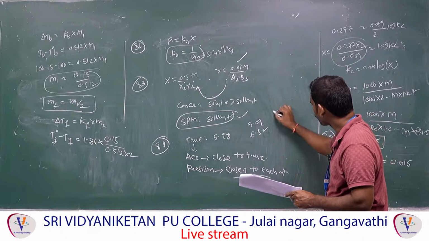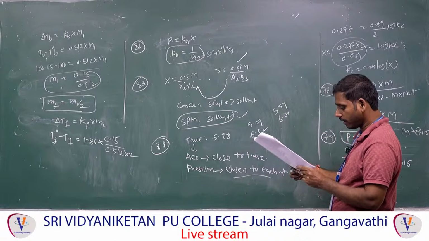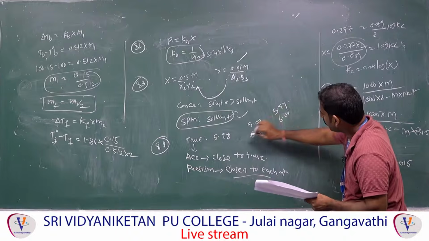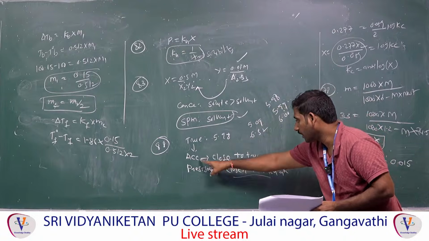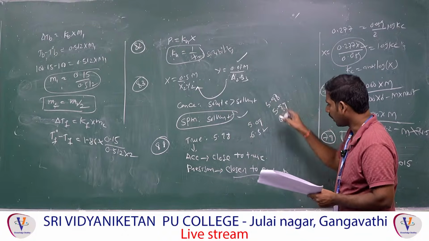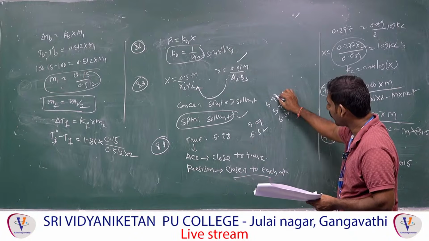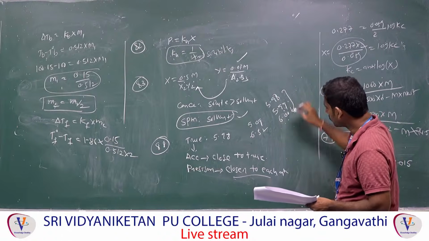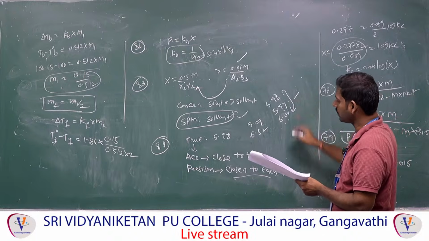Next one, B. Observe now: 5.99 and 6. 5.99 is close to the true value, and closer to true value means accurate. And again, they are close to each other: 5.99 and 6. That means B is accurate and also precise.